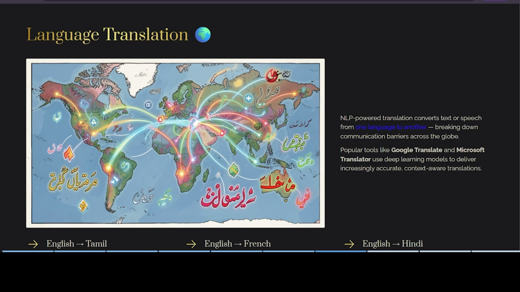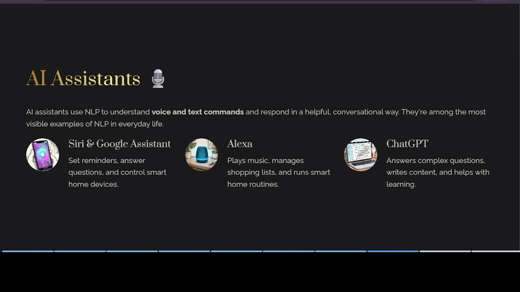Next we are going to see AI assistants. One of the best examples of NLP is the AI assistants. These systems understand both voice as well as text. For example, Siri, which is like Google Assistant, and then Alexa, ChatGPT. When you say "set an alarm for 6 a.m.," the assistant understands what you are saying. It notes the action equals set alarm, time equals 6 a.m. Then it performs the task on your phone.